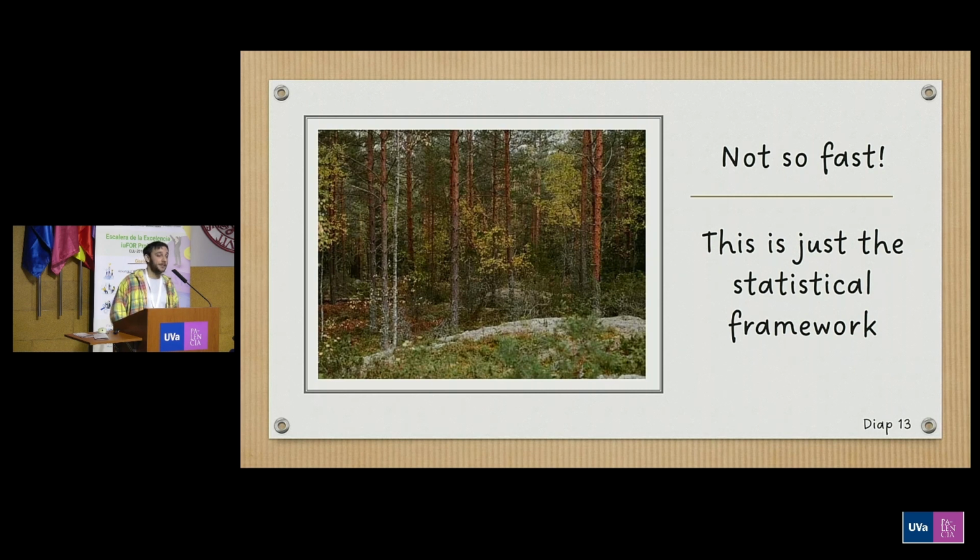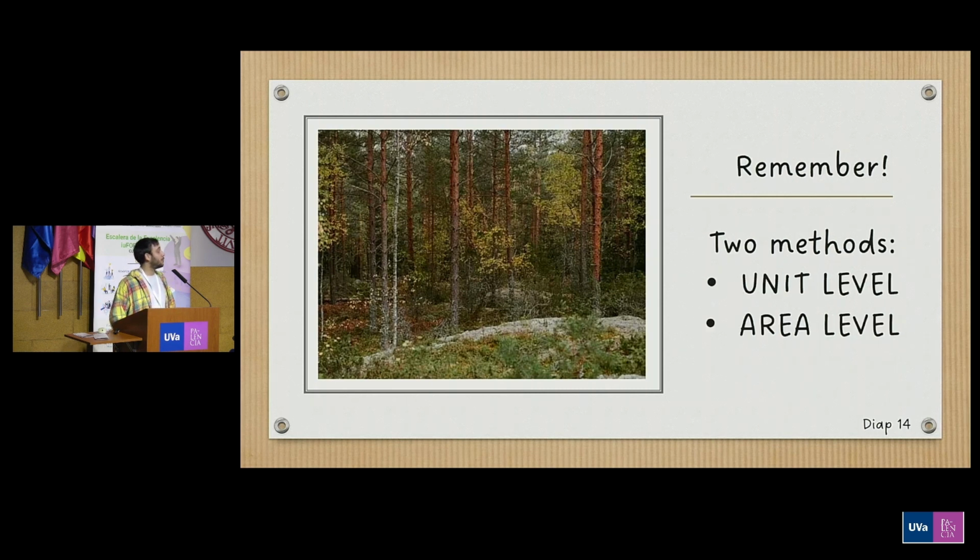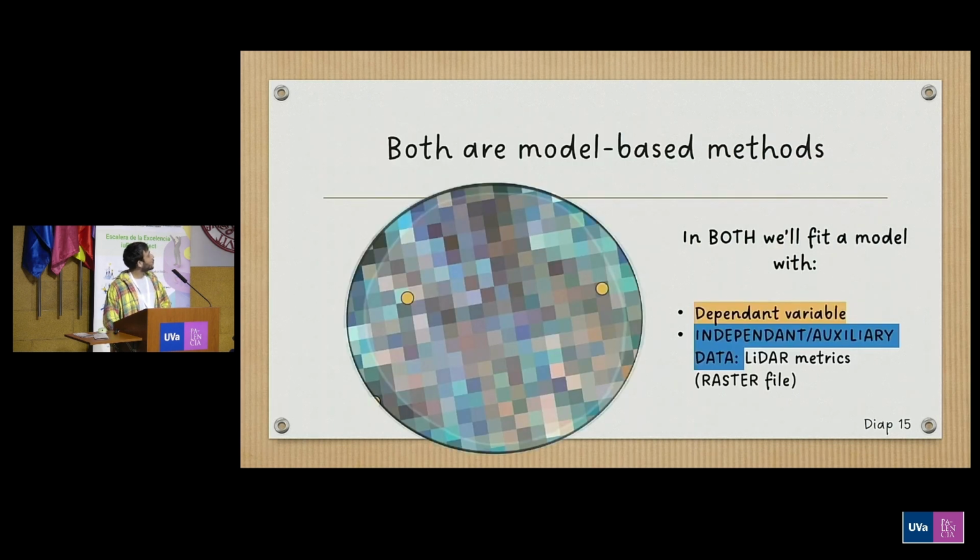This is just a statistical framework. Remember that we had two models, the unit level model and the area level model. Let's talk about them. Both are model-based methods, which means that basically we are going to fit a model. In both, we are going to use a dependent variable, that is information coming from the plots, and we are going to use independent or auxiliary data, that in this case is LiDAR data, that is the raster file that is in the background of the image.